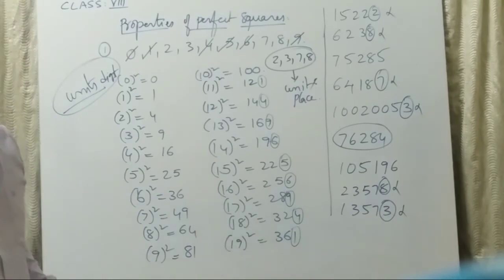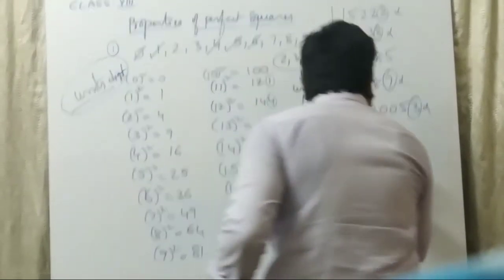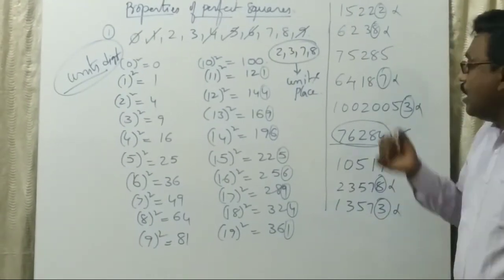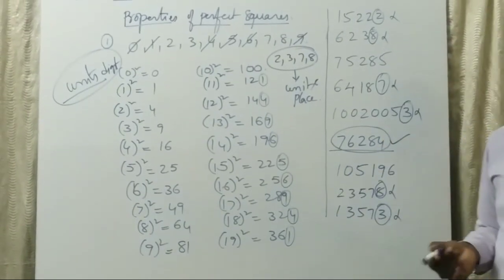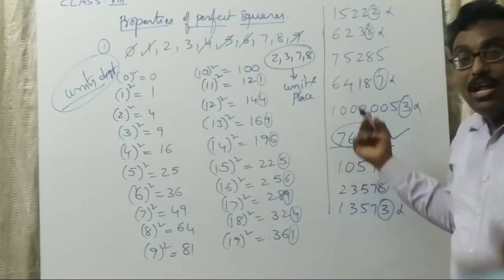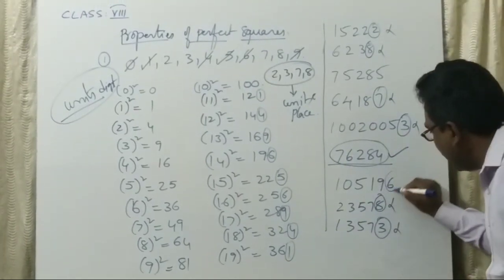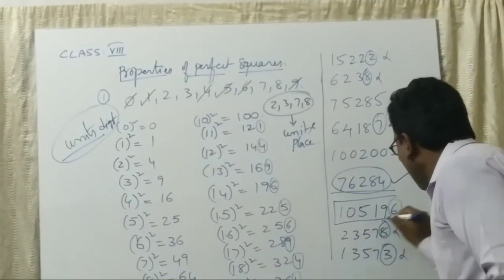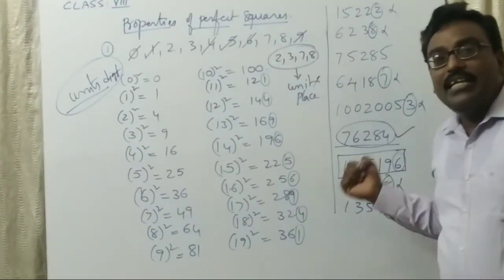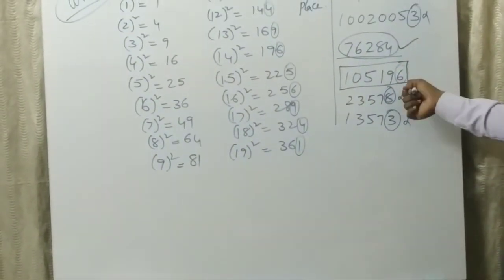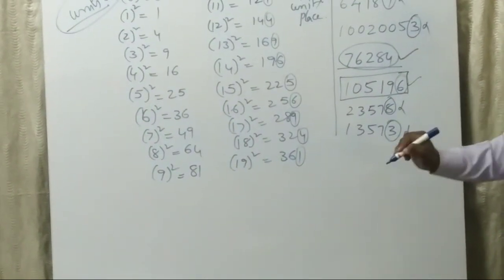But suppose this number is there, 7, 6, 2, 8, 4. Is it a perfect square? It may or may not be. There is a procedure to find out whether it is a perfect square or not. Suppose here 6 is there. Is it a perfect square? We don't know. There is a procedure to find out.